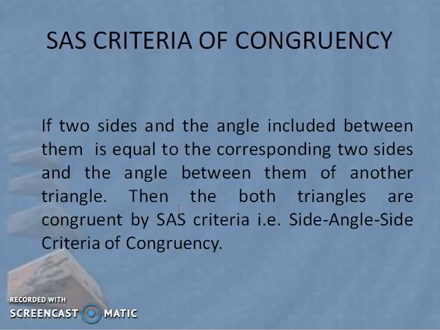However, the SAS criteria of congruency means that if two sides and the angle included between them are equal to the corresponding two sides and the angle between them of another triangle, then both triangles are congruent by the SAS criteria, which is the side-angle-side criteria of congruency.